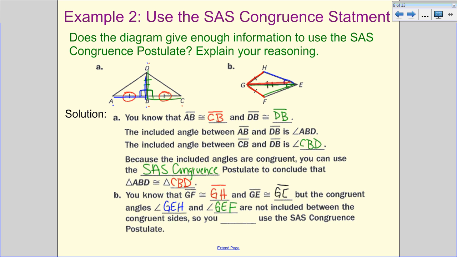If you take your pens and trace where my reds meet, there's no marked congruent angle there. So because it's not included, I cannot use the side angle side congruence postulate. Okay, so we see the included angle is where those two sides meet. A non-included angle is away from where our two marked congruent sides meet up.